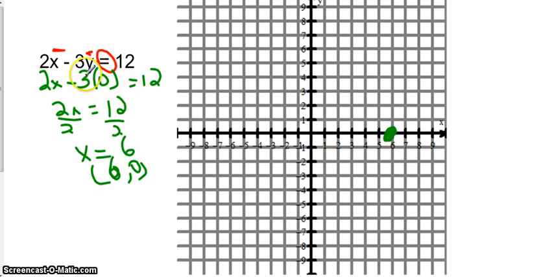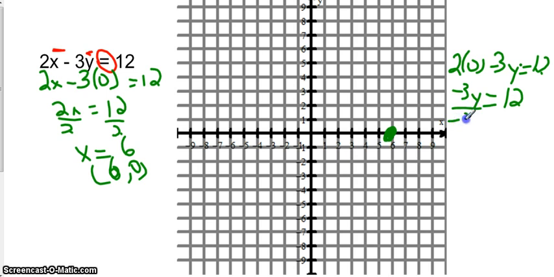Next, I'm going to graph my y-intercept, but this time x is going to be 0. So I have 2 times 0 minus 3y equals 12. I have negative 3y equals 12. Divide both sides by negative 3. And y equals negative 4. So I'm going to plot the ordered pair 0, negative 4.